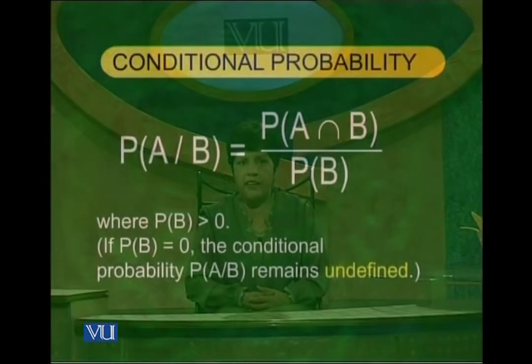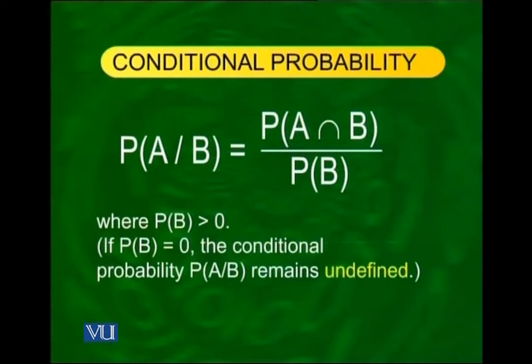As you now see on the screen, the probability of A given B is equal to the probability of A intersection B divided by the probability of B. And this formula is subject to the condition that probability of B is greater than 0. Now, the thing to note in this formula is that the numerator and the denominator are both unconditional or simple probabilities. They will be computed not in the reduced sample space, but in the original sample space.